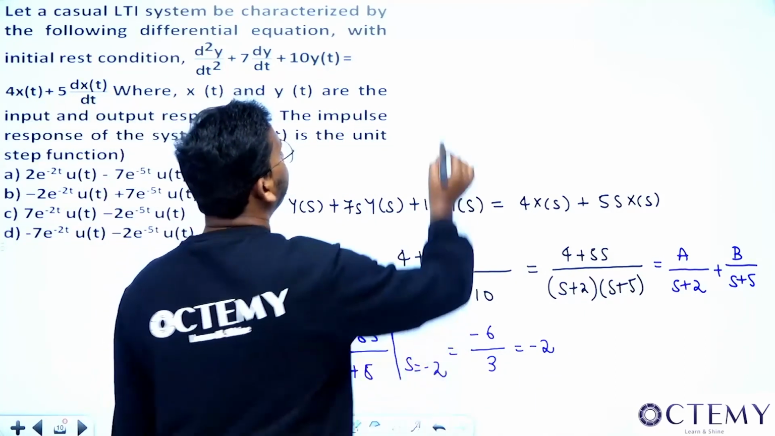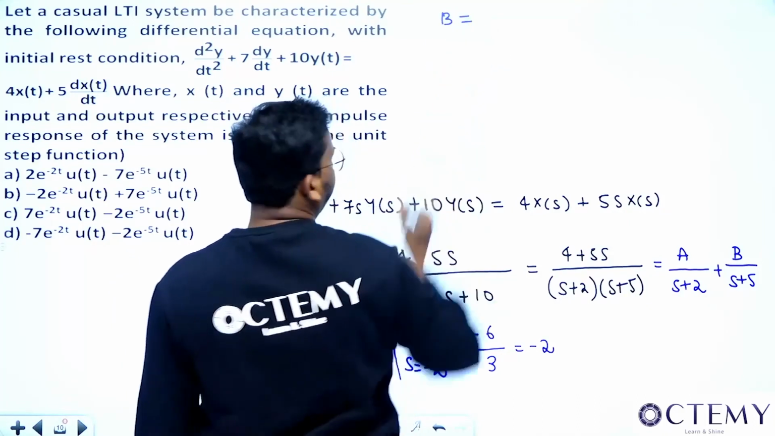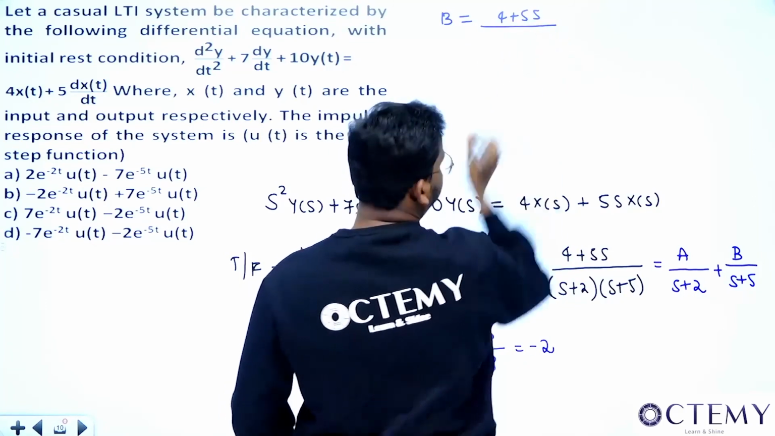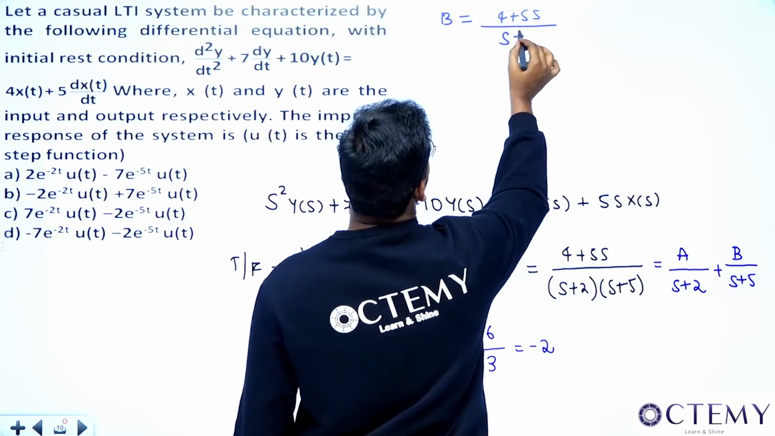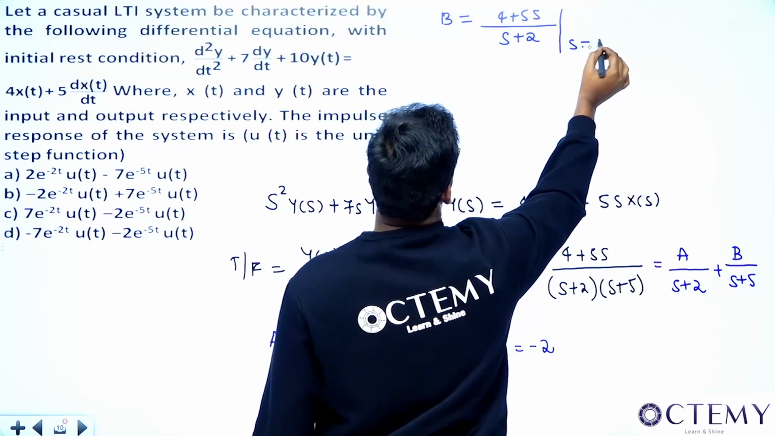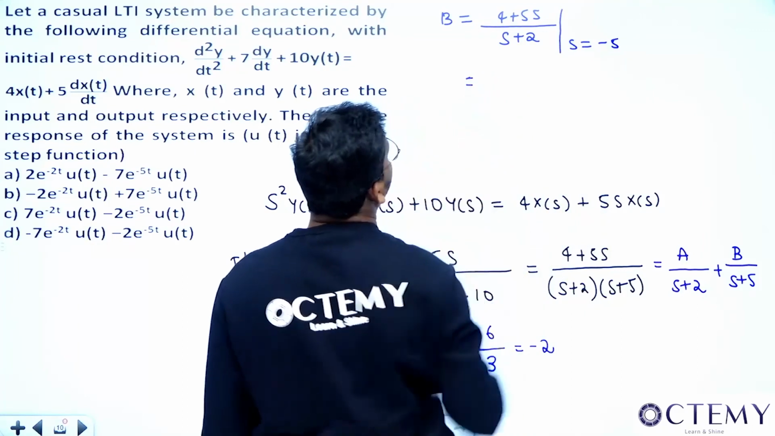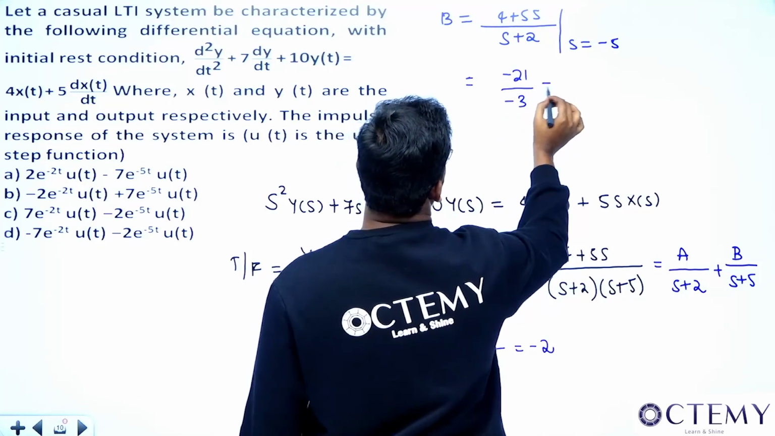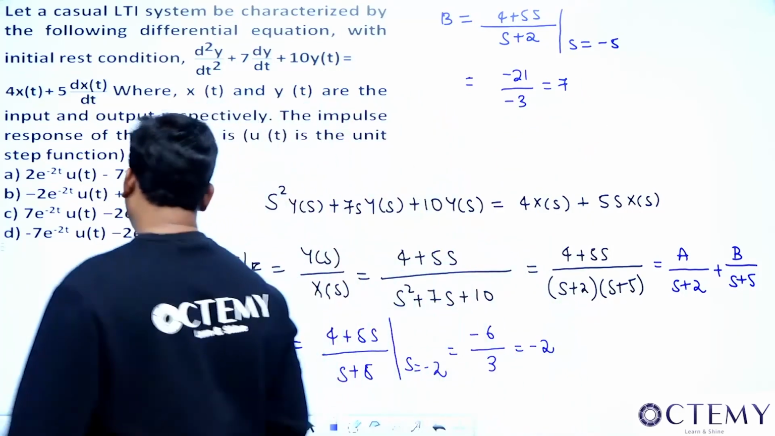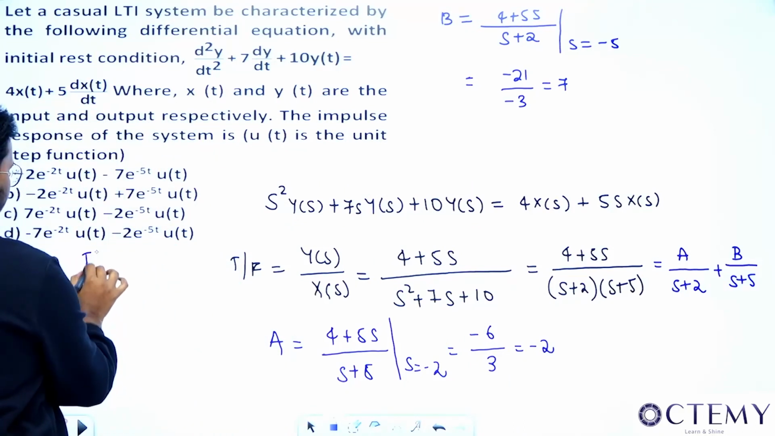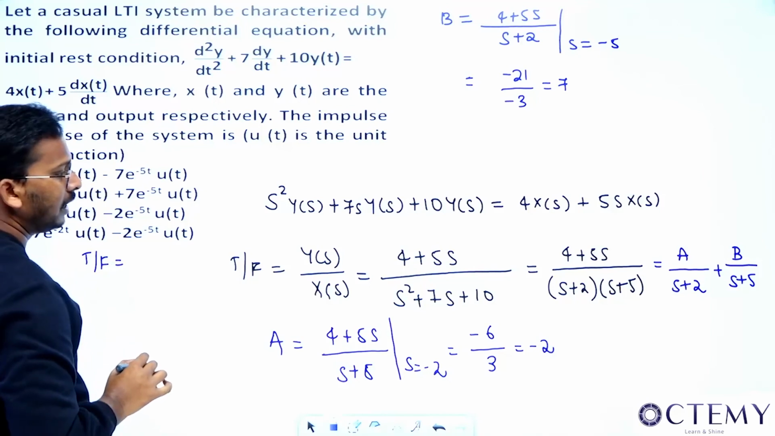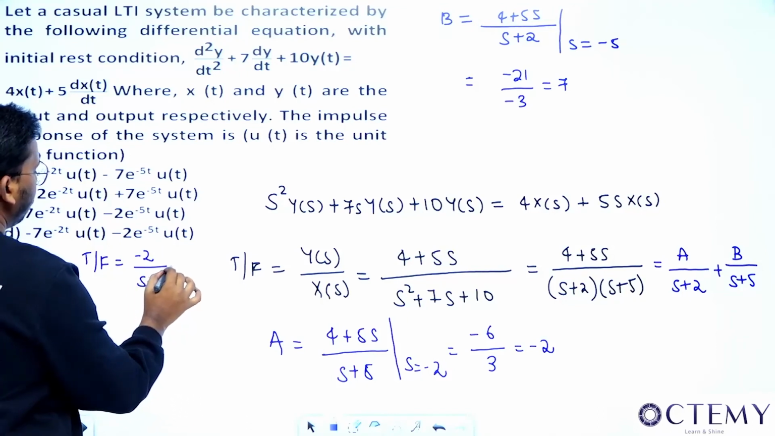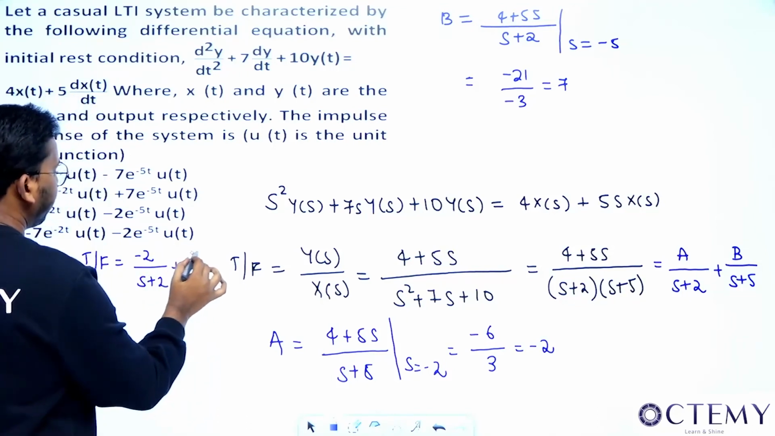Similarly, if you want to find B, sir, that will become (4+5s) divided by (s+2). In this, you have to put s equal to minus 5. So when you do this, what will you get, sir? That is minus 21 divided by minus 3. So that should be equal to 7, right? So what is the transfer function now? The transfer function is equal to, what is the A value? Minus 2 divided by (s+2) plus B value, how much, sir? 7/(s+5).